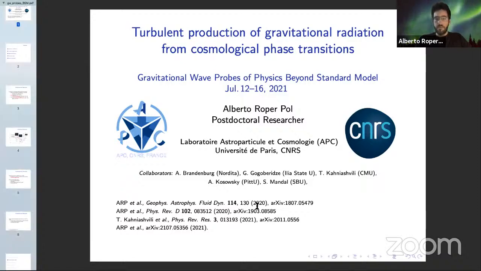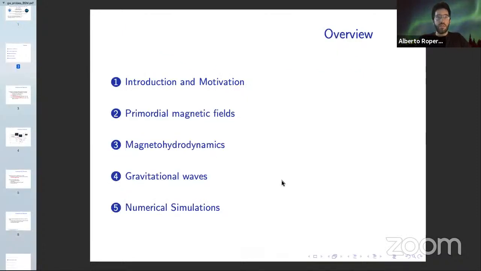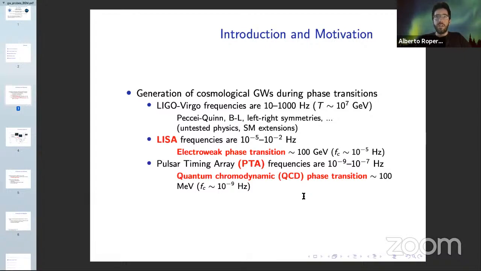So yeah, this is just a quick overview. Let me start with a very quick introduction that has already been explained. We expect generation of cosmological gravitational waves during different phase transitions that we have in the early universe.